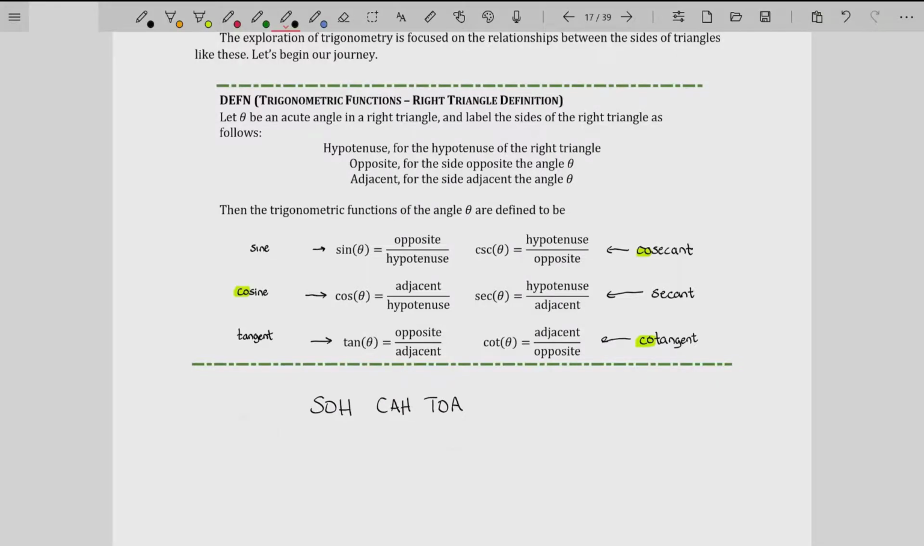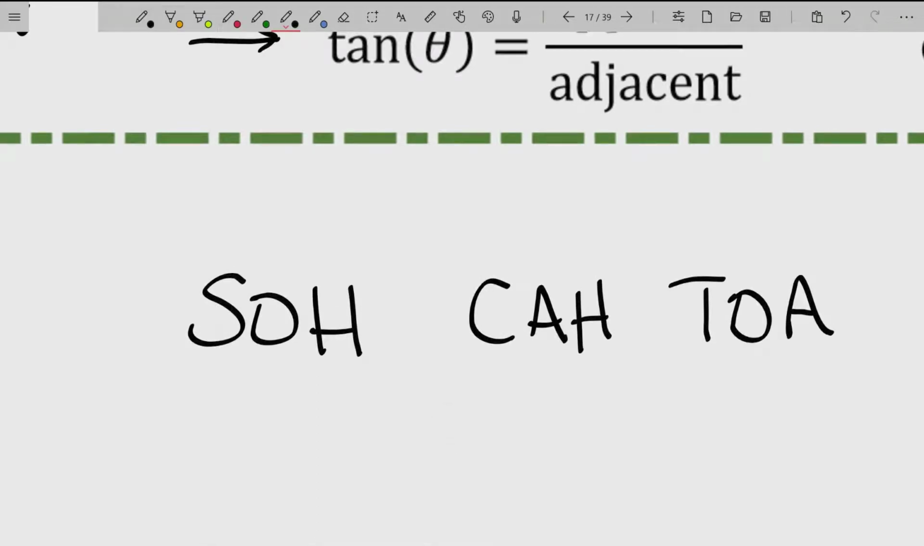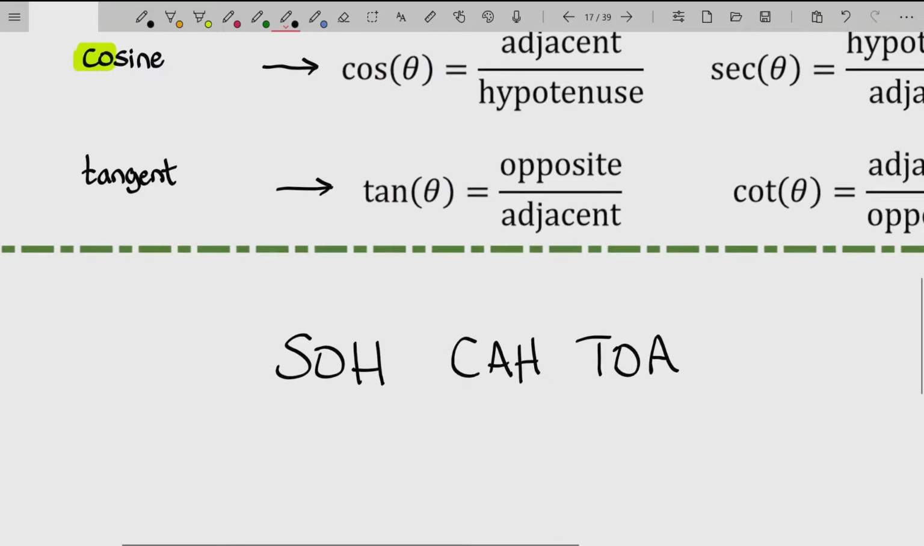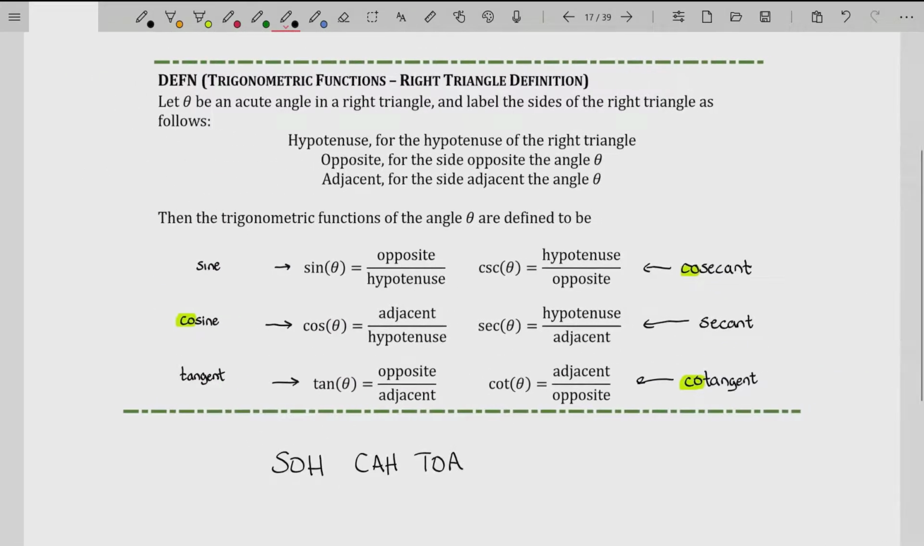And that just tells us sine is opposite over hypotenuse. Cosine is adjacent over hypotenuse. Tangent is opposite over adjacent. Some people love that little way of remembering. I actually never knew it until I started teaching and students told me, and I thought, oh, okay, that works. And it does, I guess.